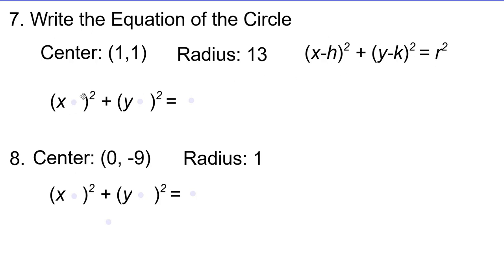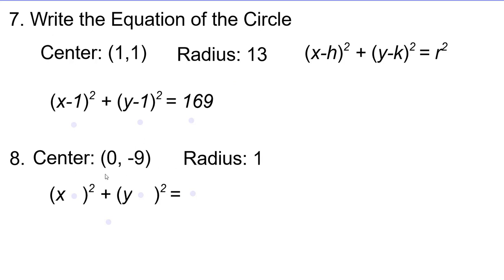So we're going to do x minus, our h is 1, so x minus 1 squared plus y minus our k, which is minus 1 again, squared, is equal to the radius squared. So the radius squared is going to be 13 squared. You can plug that in the calculator, but it's 169. And that'll be the equation of this circle, and that'll be on your answer bank as well.